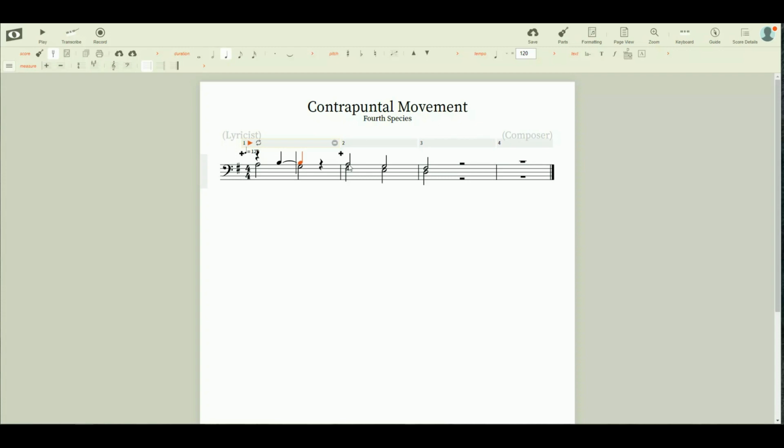So now we're going to take this A and move it over here. So this is going to be an A, tied to a quarter note A. And we're going to take this G and shift it over here. So this is going to be a G, tied to a quarter note G. And finally, we're going to take this F sharp and shift it over here. All right, let's listen to what this sounds like.